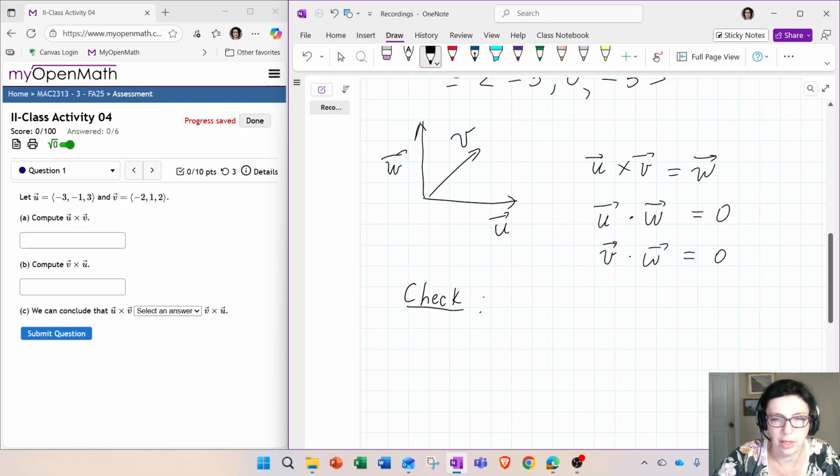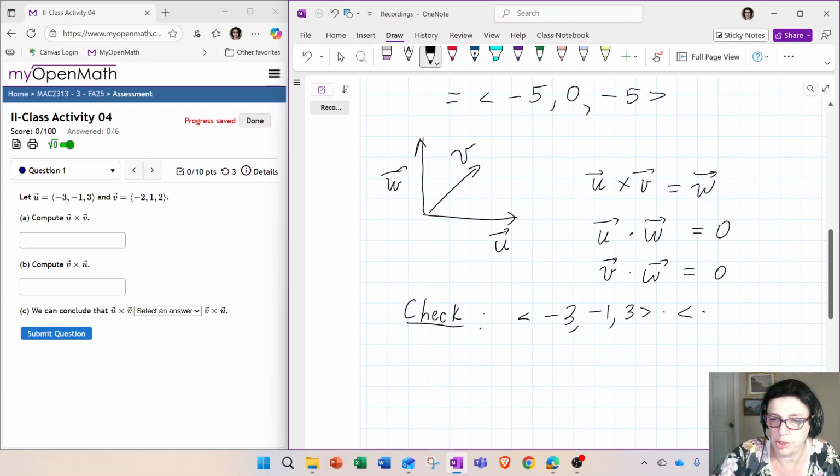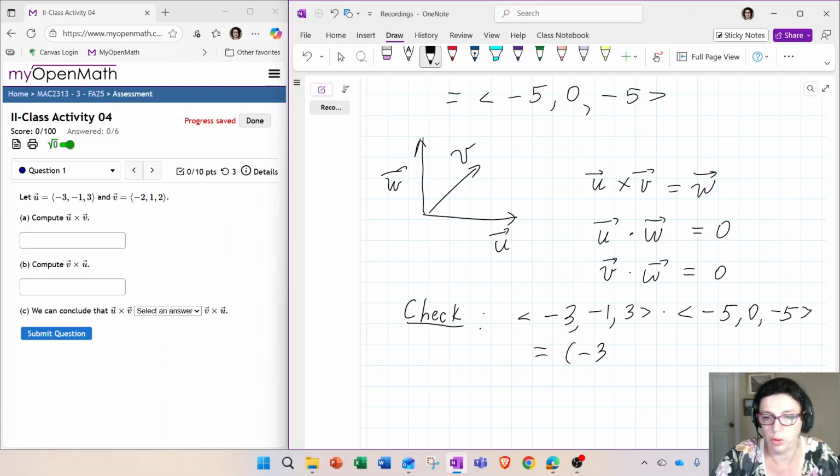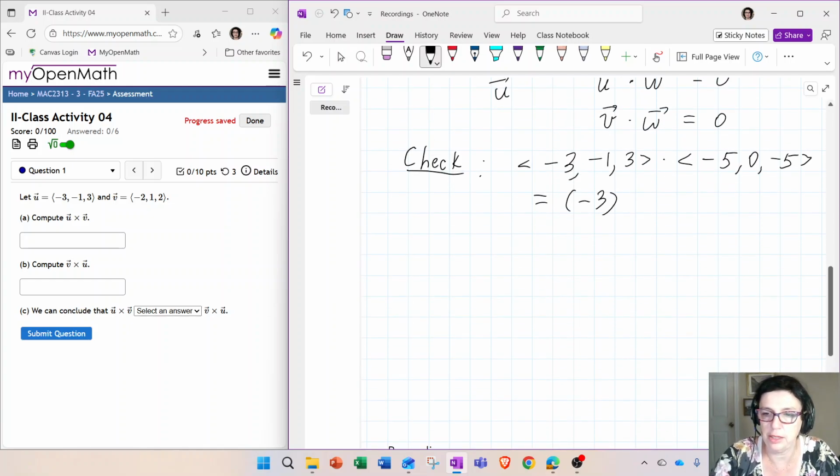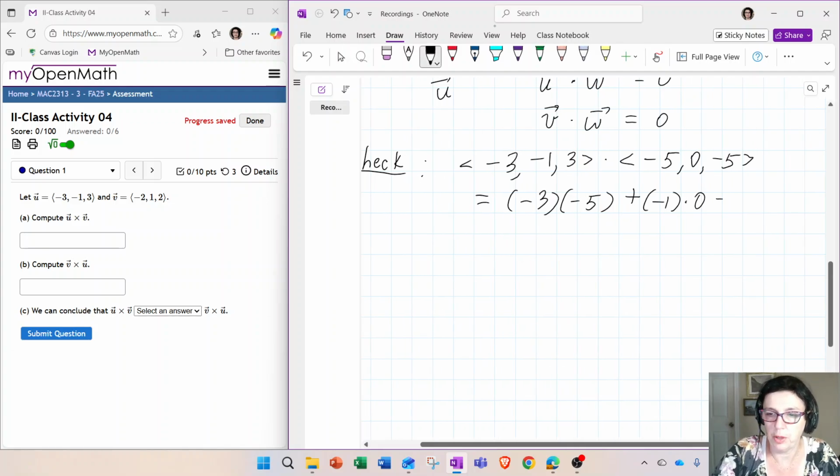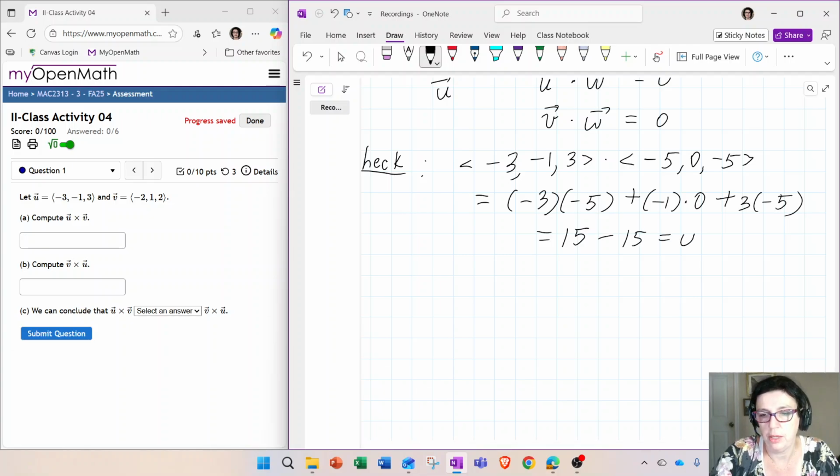How do I do the check? Take the first vector, that was -3, -1, 3. Dot it with the answer, which was -5, 0, -5. And you must get 0. Well, let's do that. Compute the dot product. We know how to do that. That's -3 multiplied by -5, plus -1 times 0, and then plus 3 times -5. So here we've got +15, -15, 0.